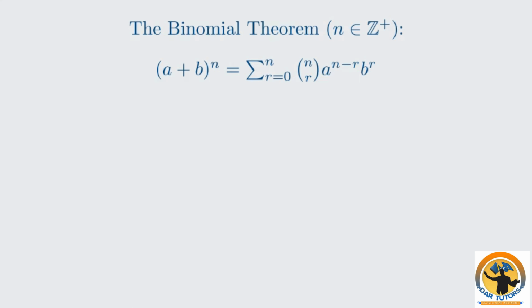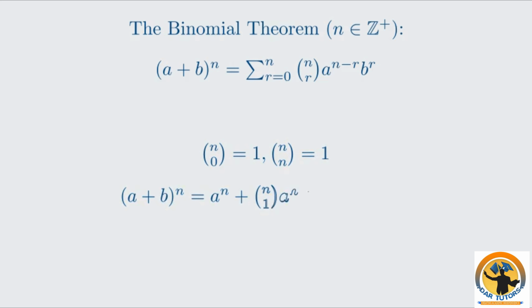Remember that (n choose 0) and (n choose n) are both equal to 1. This confirms that the first and last terms of the expansion always have a coefficient of 1. The expansion starts with a^n and ends with b^n. This theorem provides a powerful and systematic way to expand any binomial to a positive integer power.